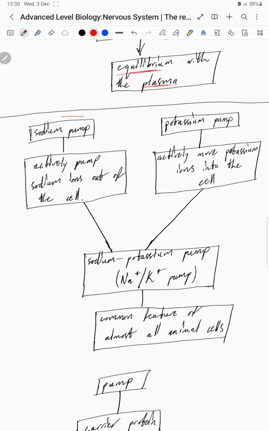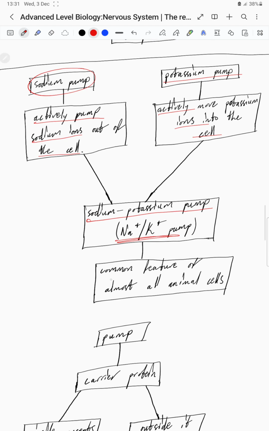Okay, let's look more into the sodium pump and the potassium pump. So the sodium pump actively pumps sodium ions out of the cell, because that's the direction of low concentration to high concentration. And then the potassium pump actively moves potassium ions into the cell. So they are what are called sodium potassium pumps. This is a combination of both the sodium pump and the potassium pump, and they are usually a common feature in all animals.